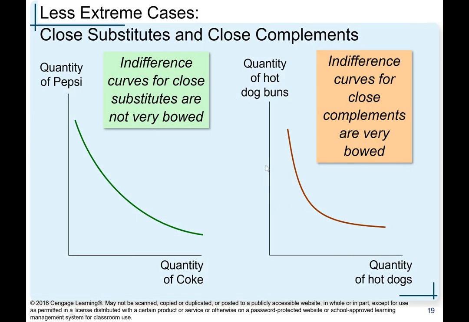Close substitutes and close complements. The graph on the left shows indifference curves for close substitutes are not very bowed. They are fairly flat, closer to a straight line. Indifference curves for close complements are very bowed, closer to right angle indifference curves.